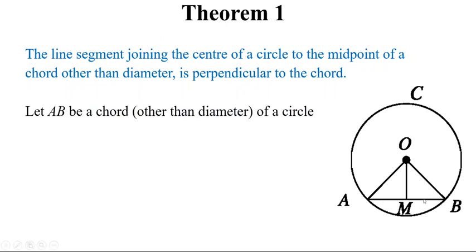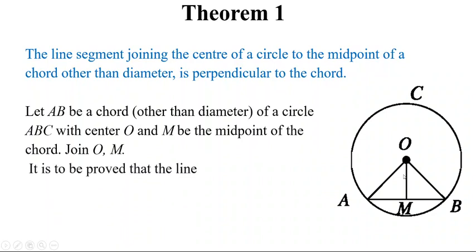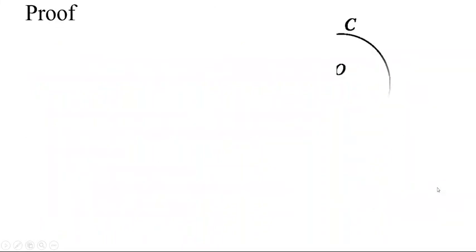AB be a chord other than a diameter of a circle ABC with center O, and M be the midpoint of the chord. Join O, M. It is to be proved that the line segment OM is perpendicular to the chord AB. Our drawing: we have to join O, A and O, B. Proof.